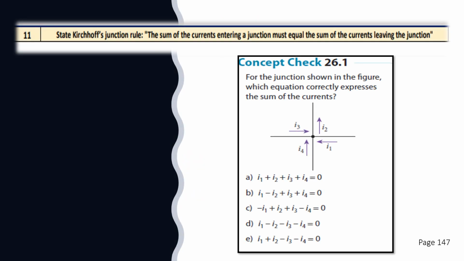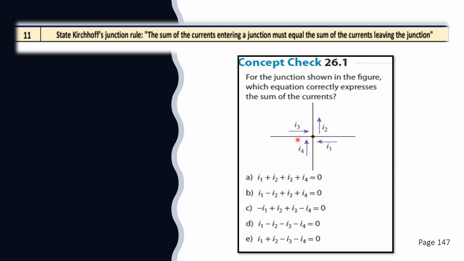We continue with idea number 11. We are talking about Kirchhoff's junction rule. The sum of the current entering a junction must equal the sum of the current leaving the junction. So here we have a concept check 6.1 where we have this junction. What do you think the answer is?